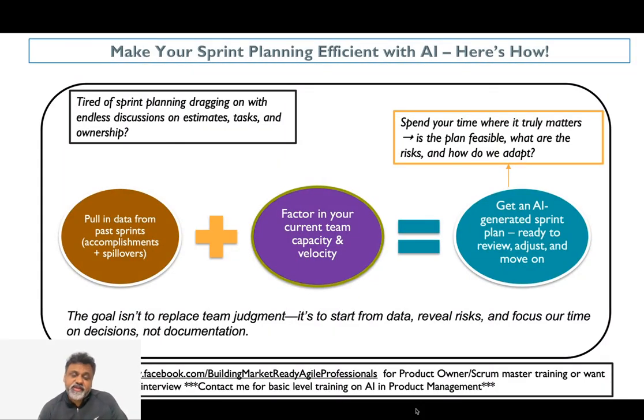How can you really achieve this? I have a very simple formula for that. You already would have done some sprint planning in the past. Collect the data of what you accomplished, what the spillover was, understand the current team capacity, the velocity, and the team skill set and capabilities. Feed all of these with a good prompt into a GenAI tool and get a sprint plan, which you can just review and adjust to see if this plan is feasible. Is it something you can really adopt and move forward with?